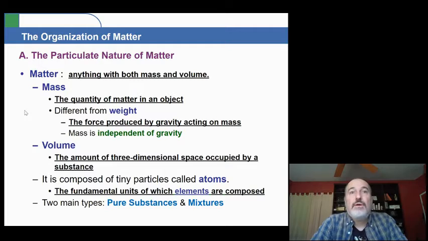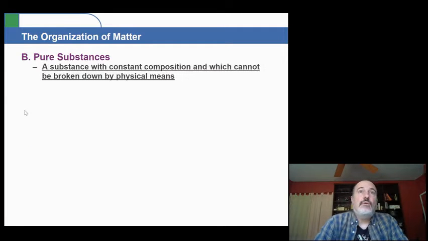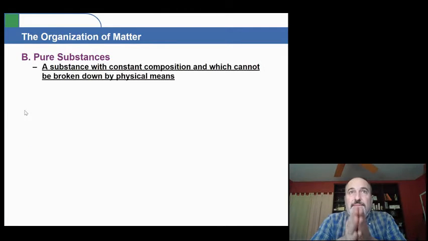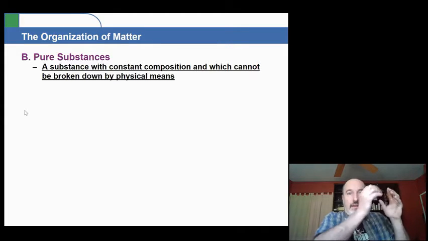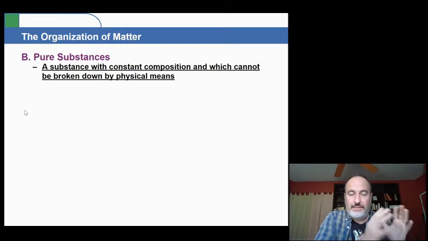First, we're going to talk about pure substances. A pure substance is a substance with a constant composition and which cannot be broken down by physical means. By constant composition, that just means that no matter where you go, it's going to be identical. It could be an element or it could be a compound. If you're talking about table salt, no matter where you go, table salt is always made up of sodium and chlorine. It's sodium chloride.